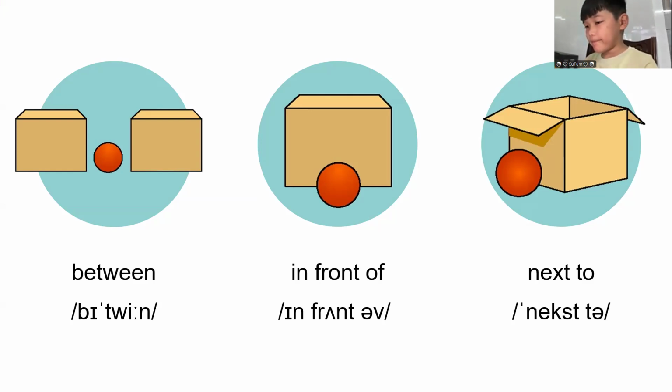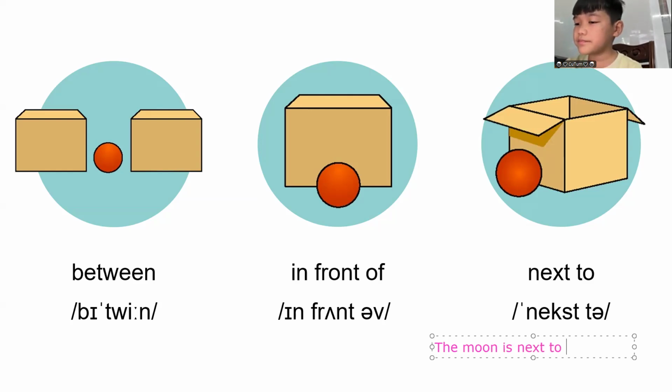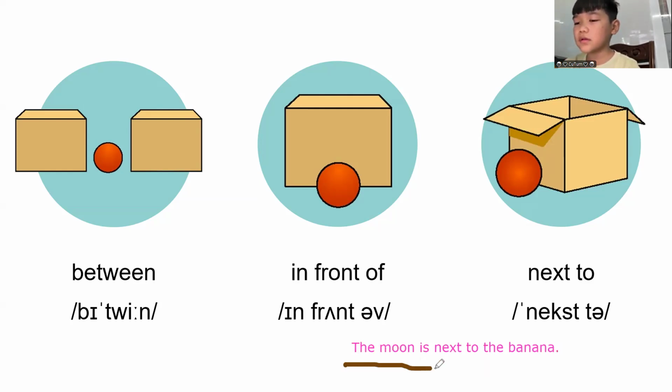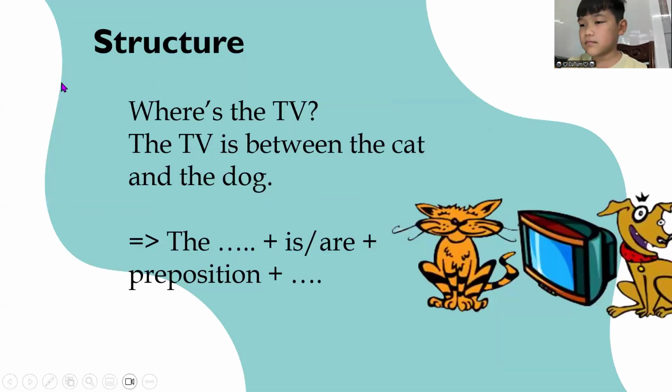Okay, now look at this one again. Where is the moon? The moon is next to the banana. One more time. The moon is next to the banana. Your turn. The moon is next to the banana. Yay, that's right.